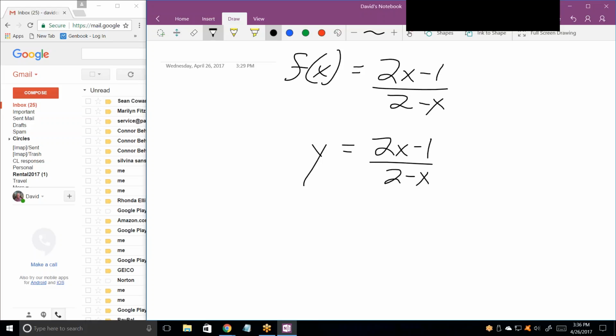So it would be y equals 2y minus 1. Or no, would it be x equals (2y minus 1) over (2 minus y). Now, the problem is solve for y. Once you solve for y, you'll have the answer.